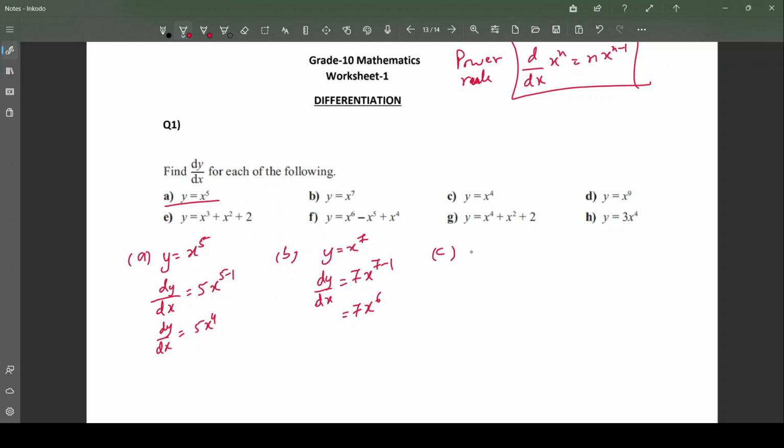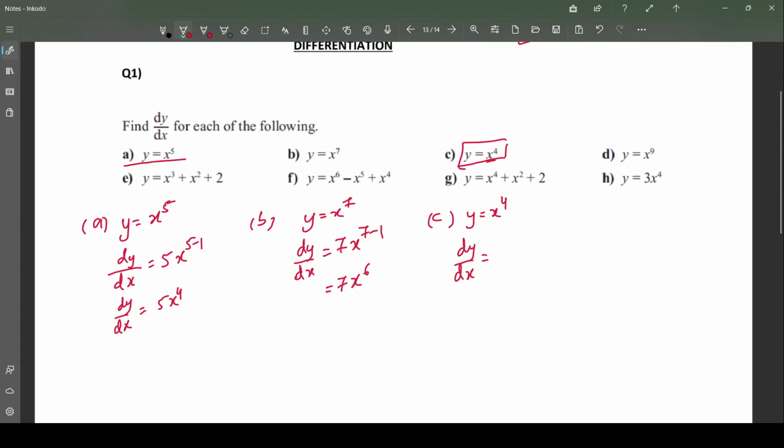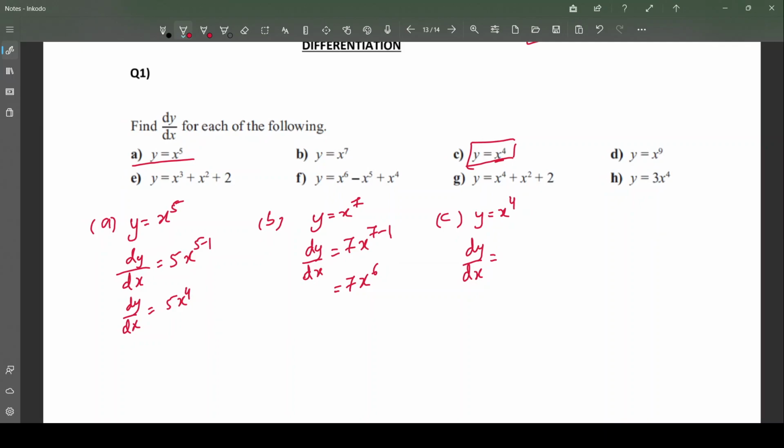So for the C part, same. The function is x to power 4. If you differentiate with respect to x, why am I saying with respect to x? Because it's x over here. This is the function y equals x raised to power 4. Differentiation is something like we are taking the derivative of the function. That's what differentiation is. So this function we are deriving. That's why we are calling it differentiation of y with respect to x.